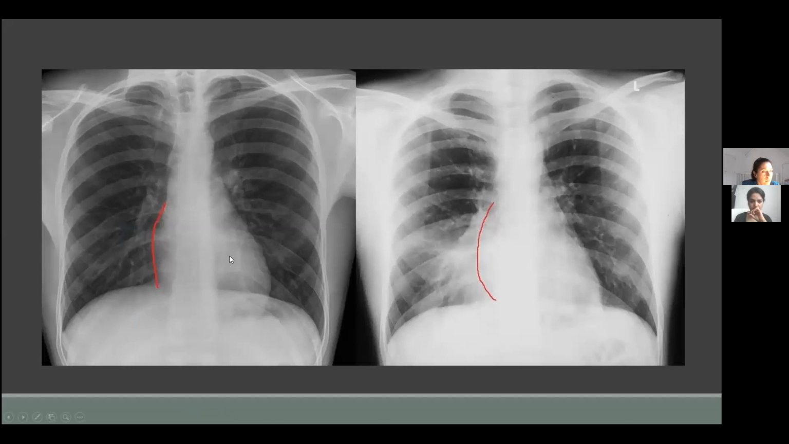Another example of the silhouette sign: a normal chest X-ray where you can clearly delineate the right border of the heart. You have a consolidation adjacent to the heart, so probably this is a consolidation in the middle lobe, probably due to an infectious cause.